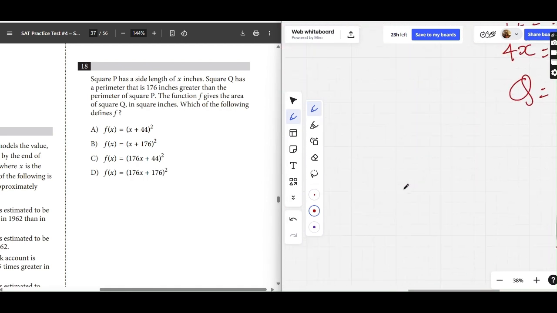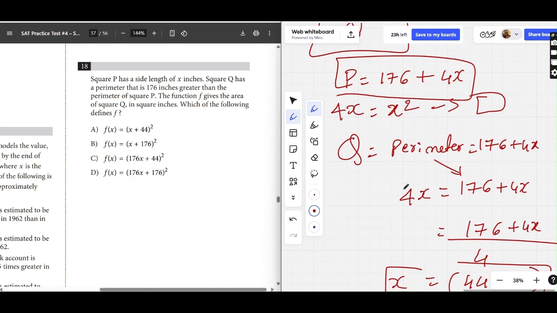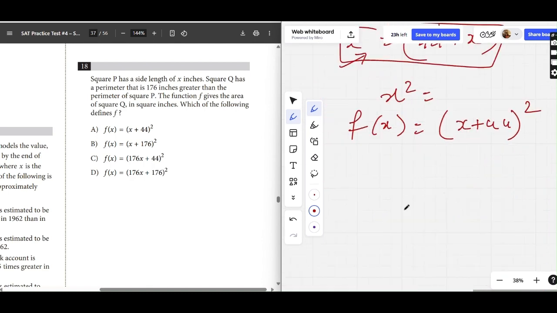It's just a matter of you figuring out that one side using the perimeter, and you're good to go to find the answer.